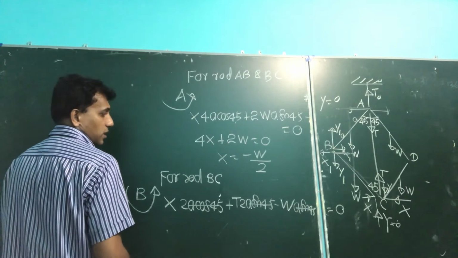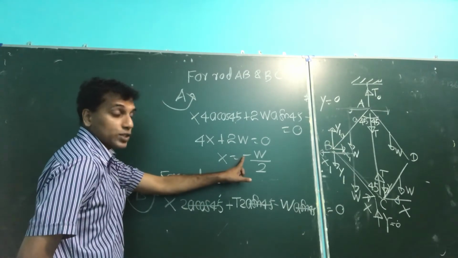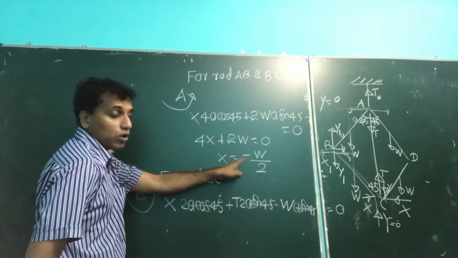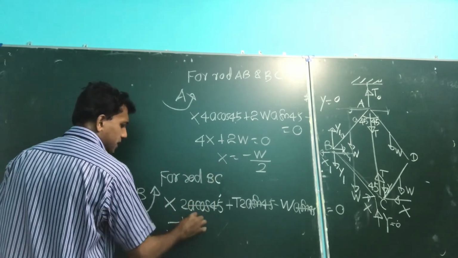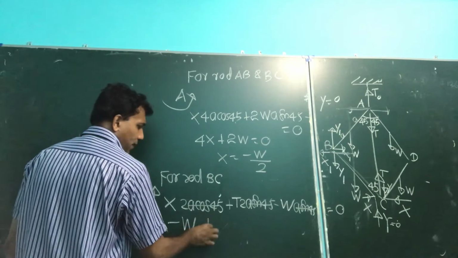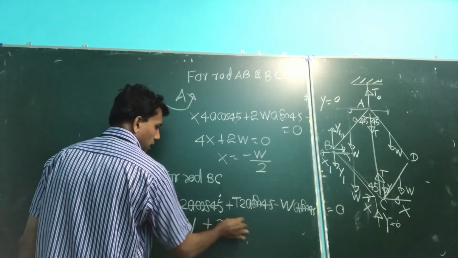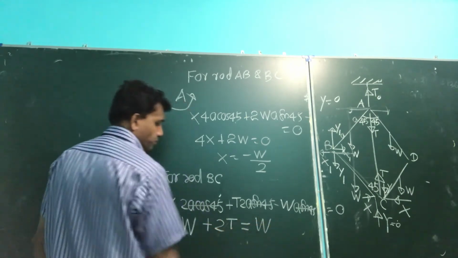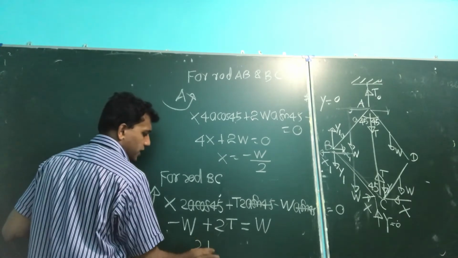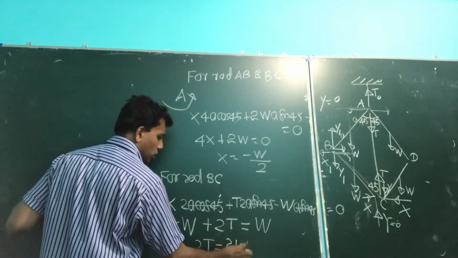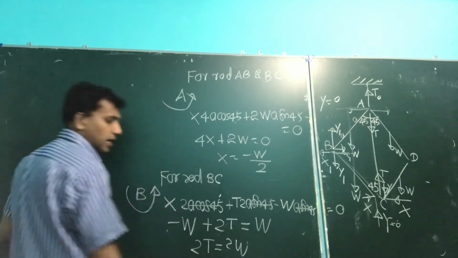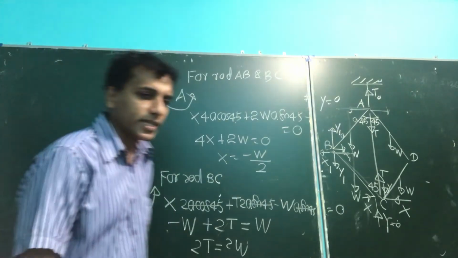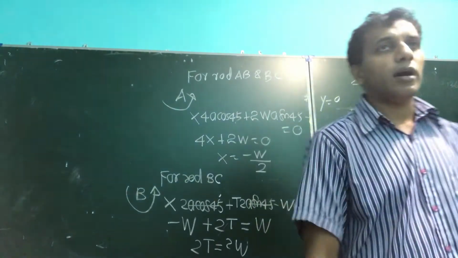So write the X. Don't put X as positive. What's your answer? You have to substitute here. 2X is minus W, plus 2T equal to W. Therefore 2T equal to W. Therefore T is W. The tension in the string is equal to W, right?